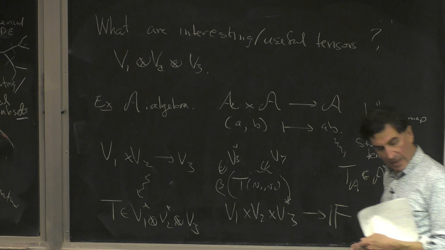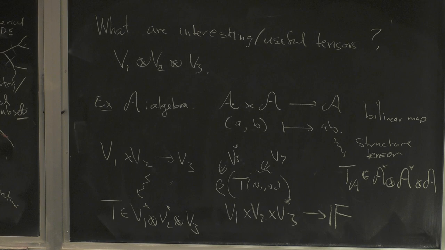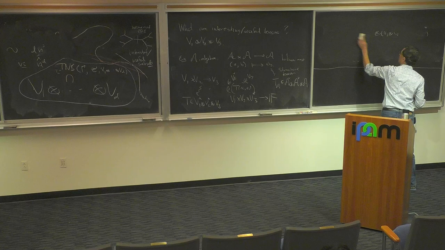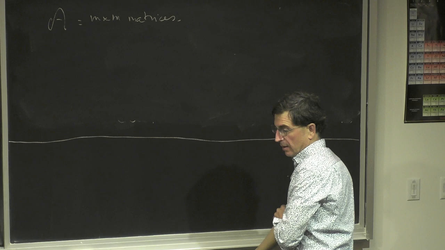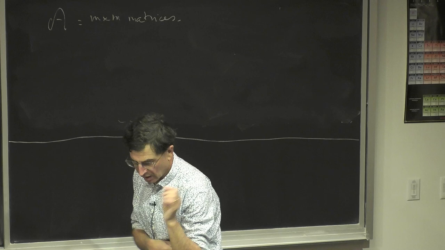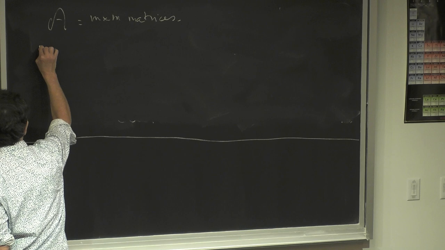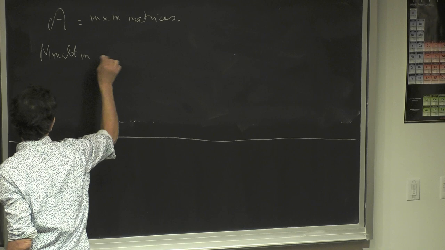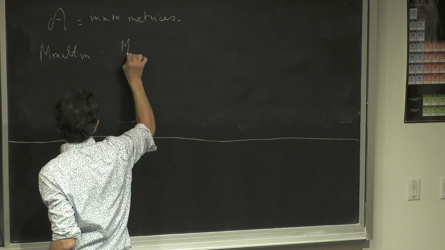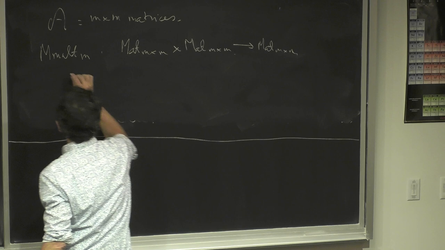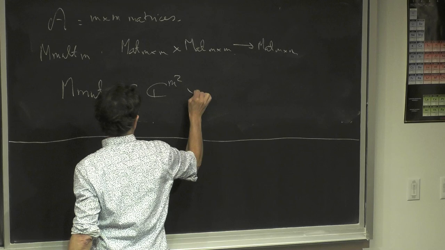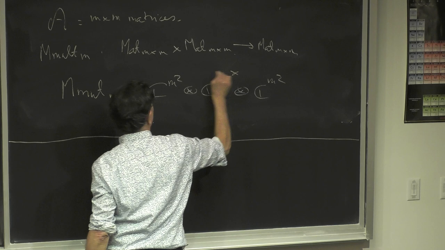And we'll see some interesting tensors. And the most basic algebra of all is just the set of all n by n matrices. So there's a fundamental question. So again, I could view it as, so this tensor is a C^(n²) tensor, C^(n²) tensor, C^(n²). Maybe I'll decorate these just to be precise.